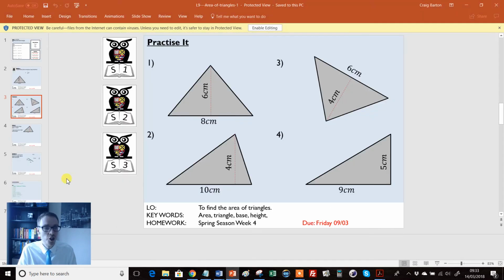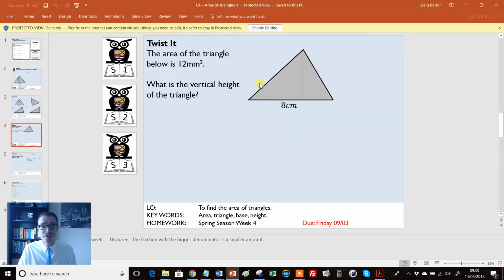Now we go into the twist it phase. So the twist it, we'll probably start with a worked example like this. So you can see here that this time we're told the area and we've got the base. Can we work out the vertical height? And notice again, we're in trouble here because we've got millimetres squared and we've got centimetres squared and so on. So that's going to chuck students off autopilot.